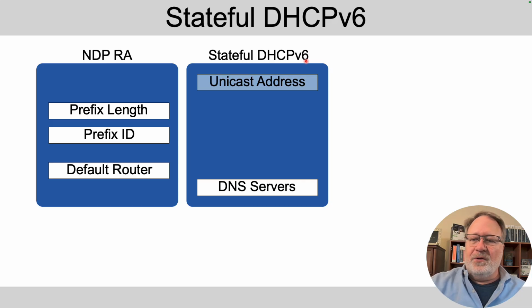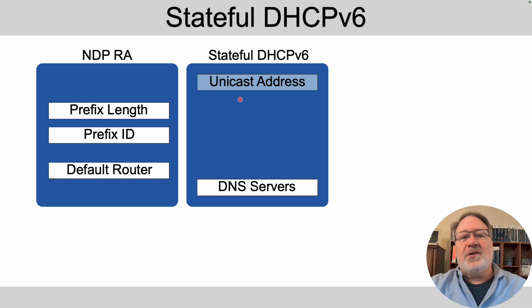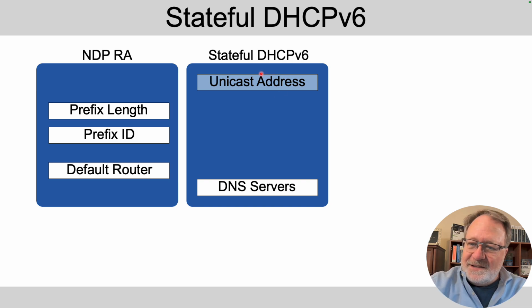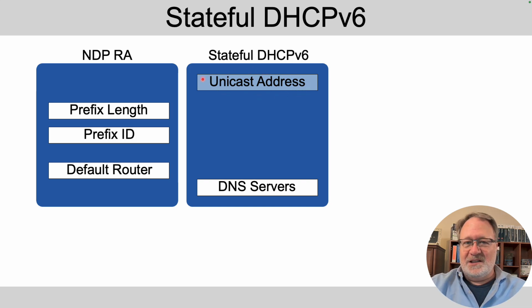Now, why is it stateful? Because the leasing of this unicast address is something that the server keeps track of. It keeps state information. It knows a particular endpoint uses this address, another one uses this other address, and so on. So it's keeping state information. So when a client leases an address from the DHCP version 6 server, great. Clients don't have to do that, which is part of the point here.